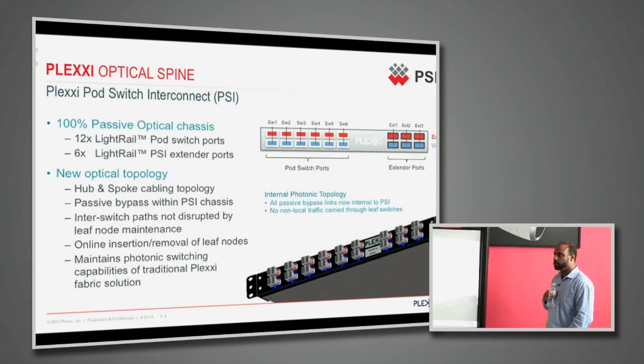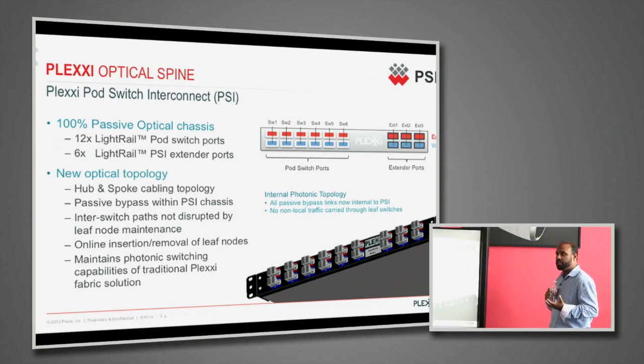Are you dual homing the top of rack into these PSIs? This is a passive box. You can dual home it. You can build dual fabrics. We'll talk about redundancy in a second. Some of the nice properties of this is, you can add and remove switches here, and it doesn't disrupt anything else in the domain.